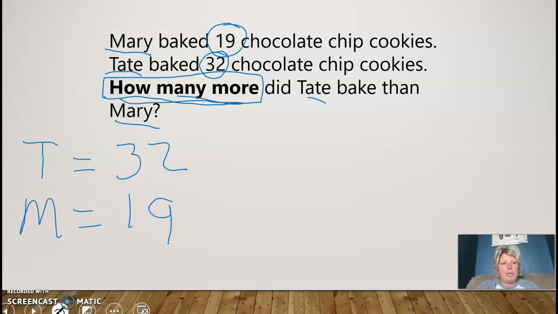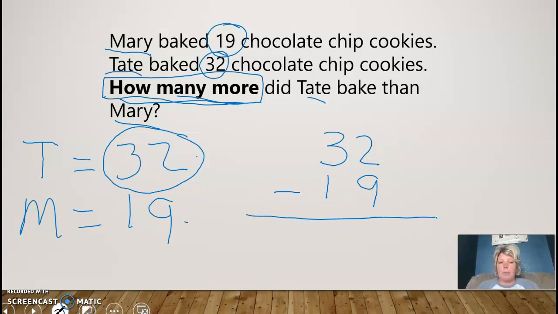Well, to find out how many more Tate has than Mary, I can do some subtracting. Now, when I subtract, remember I want to put the bigger number up top. So I'll write 32 minus 19. And I want to line everything up, draw my equal sign down below. Now, you can be doing this on your own paper. So will you write this problem? 32 minus 19. And you know that sometimes to keep us organized, we like to put this line between the ones and the tens place.